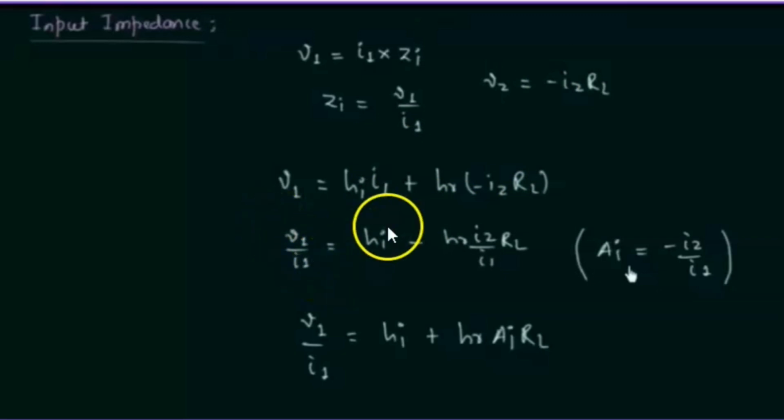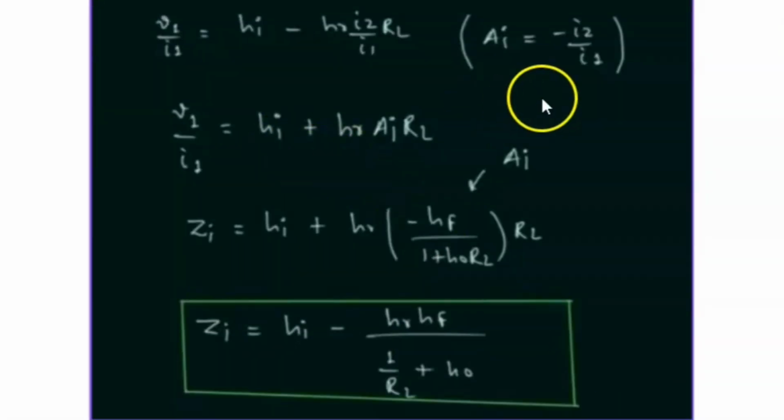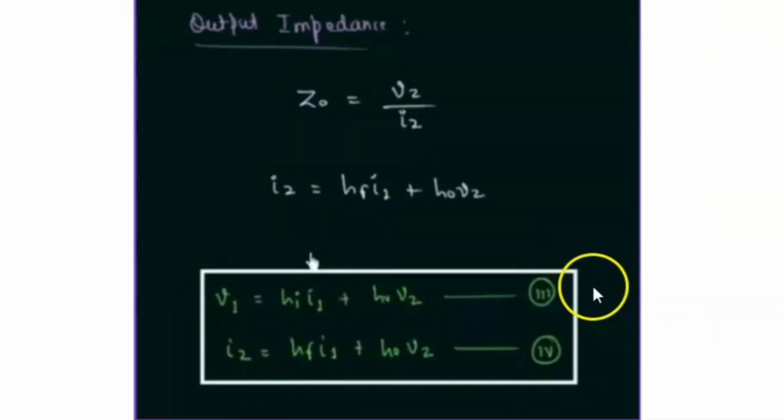So V1 by I1 is equal to HI minus HR I2 by I1 times RL. Now we know that minus I2 by I1 is equal to our current gain. So here our expression becomes V1 by I1 is equal to HI plus HR times AI RL. After this we can just put the value of AI that we have already derived in our previous slides, and after that we are going to get the value of input impedance as HI minus HR HF by 1 by RL plus H naught.